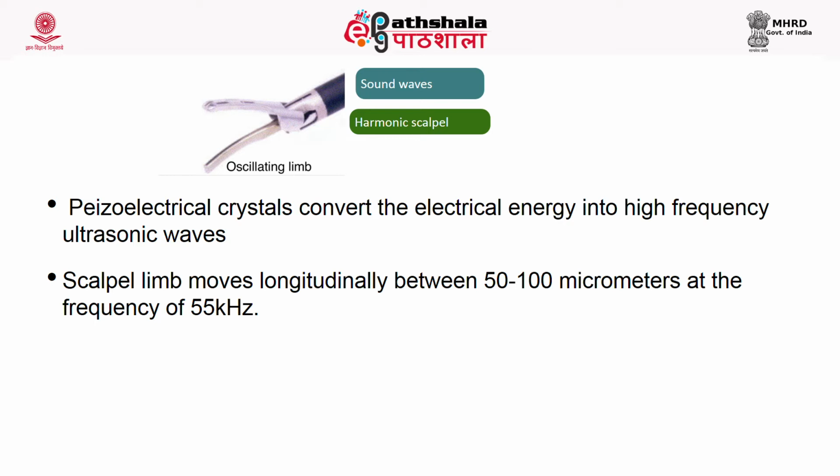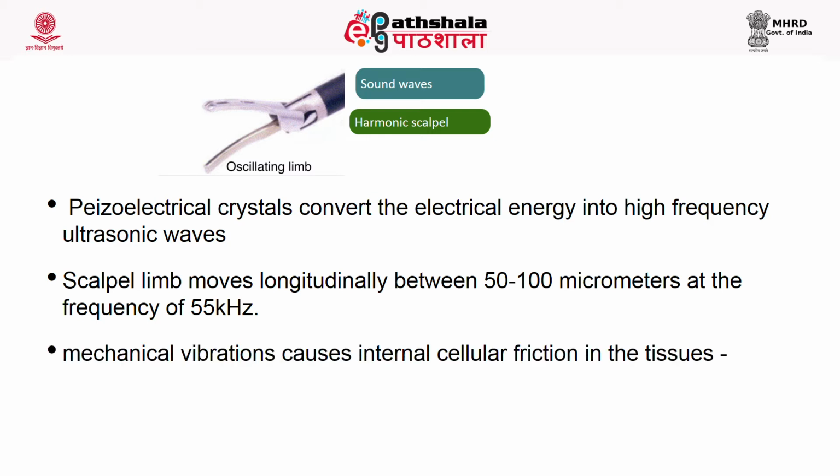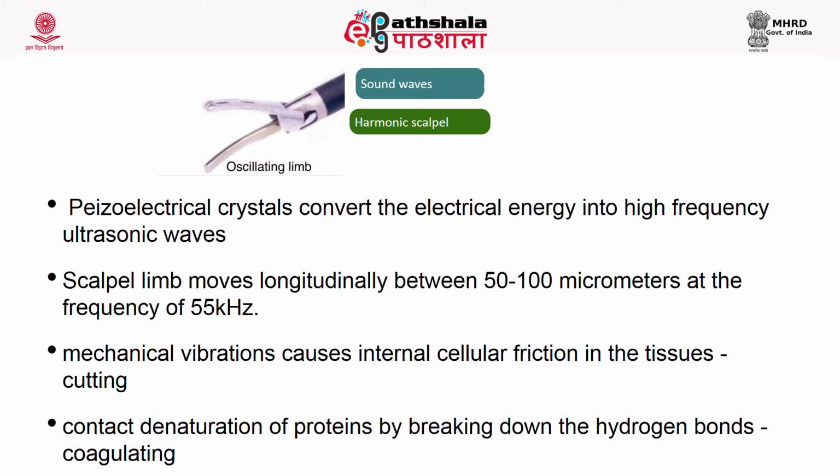It oscillates to and fro in the longitudinal direction for approximately 50 to 100 micrometers. And a piezoelectric crystal uses the electrical energy to convert it into ultrasonic sound waves, which makes the longitudinal movement of the oscillating probe. So what happens is, whenever this instrument grabs a part of a tissue, the oscillating limb moves to and fro so fast that it cuts the tissue. Also, it denatures the protein at the time it is cutting.